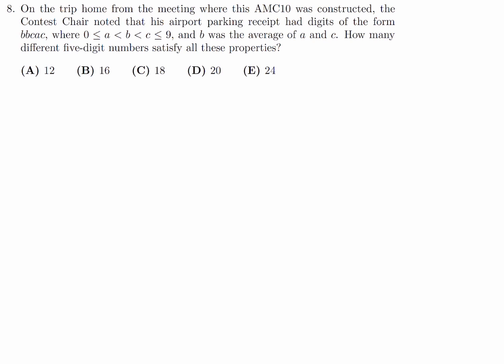On the trip home from the meeting where this AMC 10 was constructed, the contest chair noted that his airport parking receipt had digits of the form BBCAC, where 0 is less than or equal to A, less than B, less than C, and less than or equal to 9, where B was the average of A and C. How many different 5-digit numbers must satisfy all these properties?